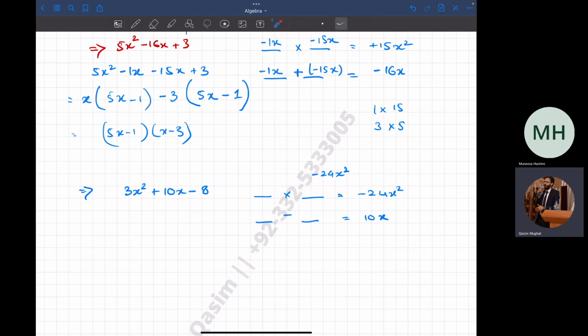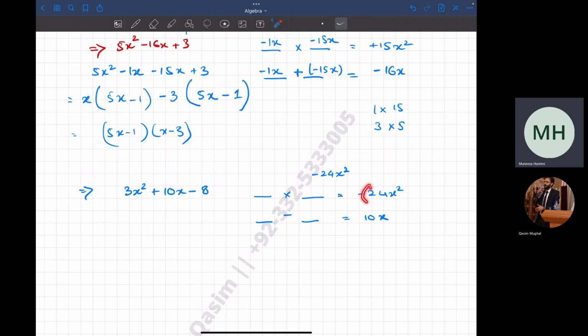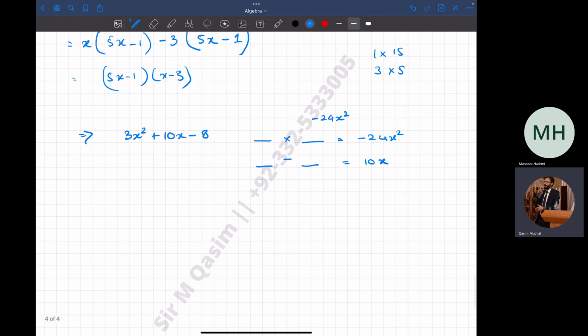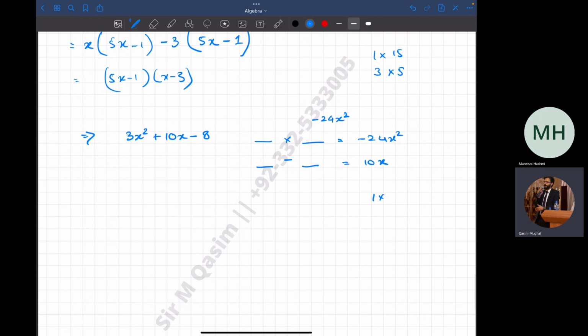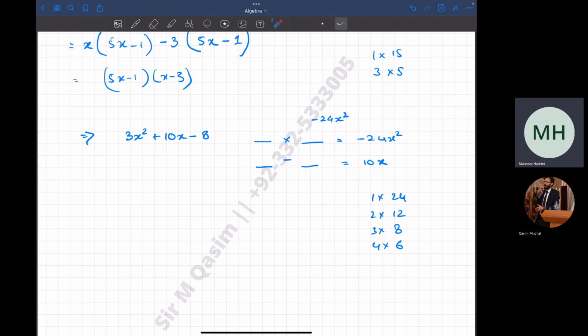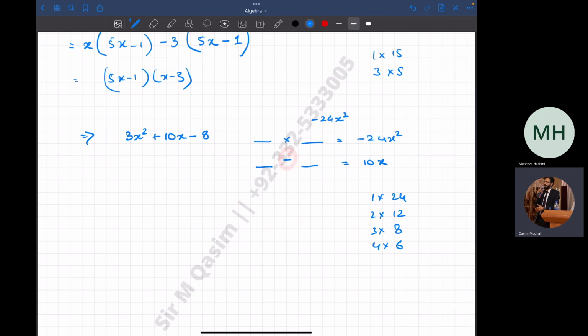All right, the best way to go about it is to make a list of all possible pairs of factors of 24. 1 times 24 is 24. 2 times 12. 3 times 8. 4 times 6, and that's it. Now, out of these pairs, which pair's difference is going to give you 10? 2 and 12. All right, you need positive 10. So which one of these should have a plus sign?